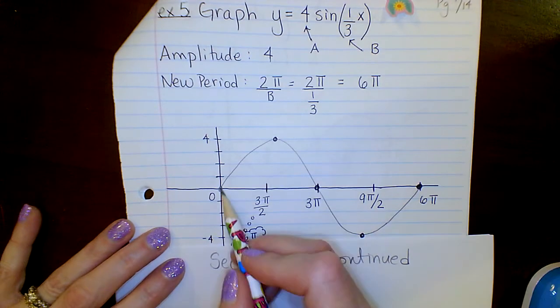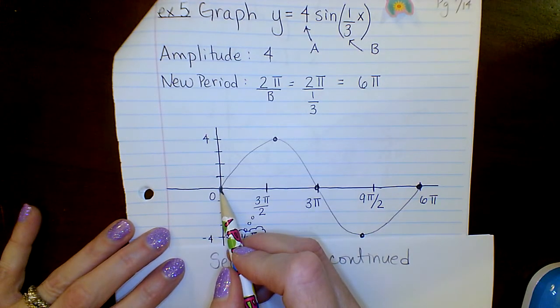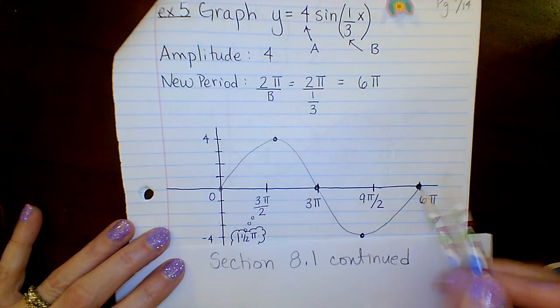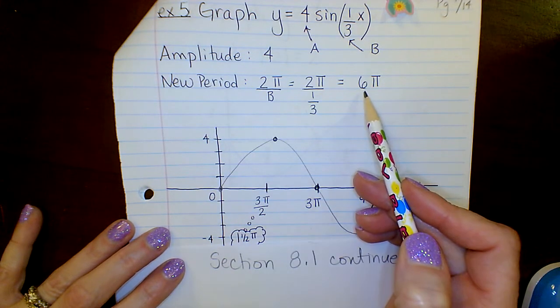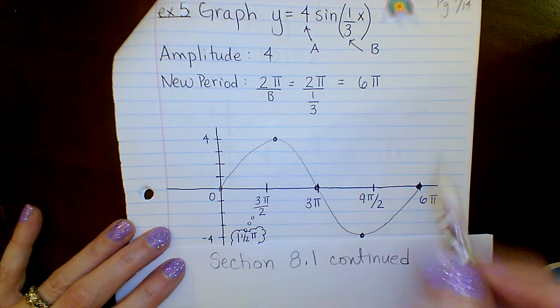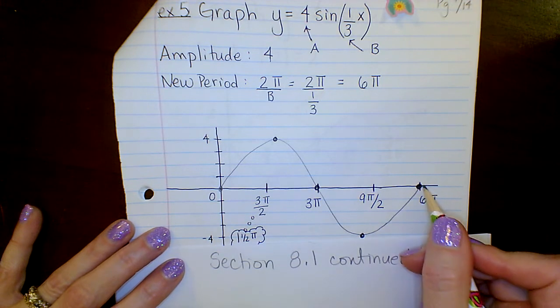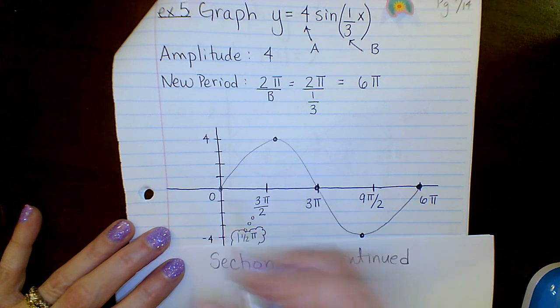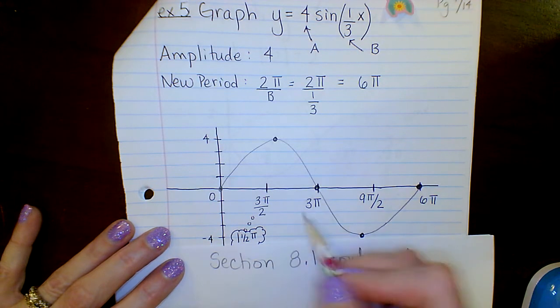Well, I knew that the sine function typically starts at 0 unless it's shifted up, down, or left, right. The ending point is my period here. Since that starts at 0, my end point is just going to be that 6 pi. The next point I got was this halfway point right here. Halfway from 0 to 6 pi is 3 pi.